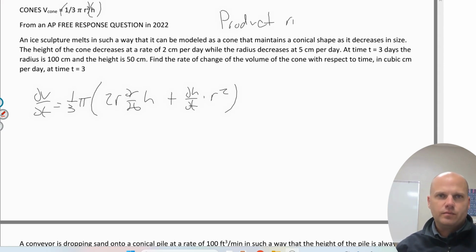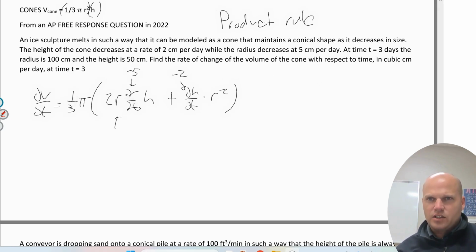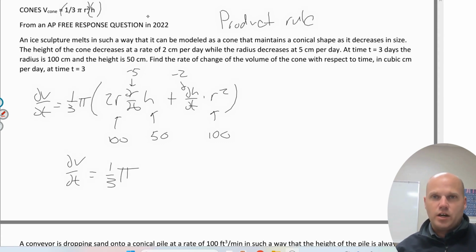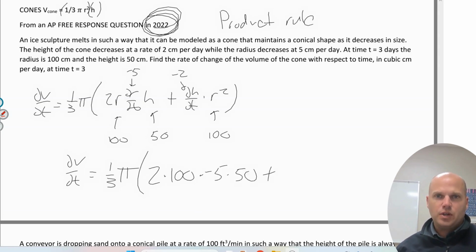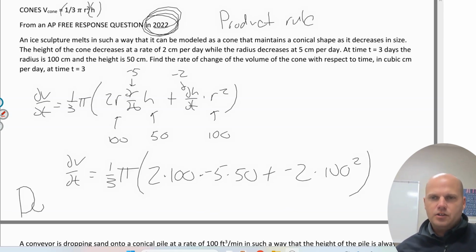All of this information is just height of the cone decreasing. Okay, dH/dt is negative 2. Radius is decreasing, so dr/dt is negative 5. The radius is 100 centimeters. The height is 50. Let's say this is a free response question, which it was in 2022. Guess what? I'm leaving my answer as 2 times 100 times negative 5 times 50 plus negative 2 times 100 squared. Done, done, done, done.